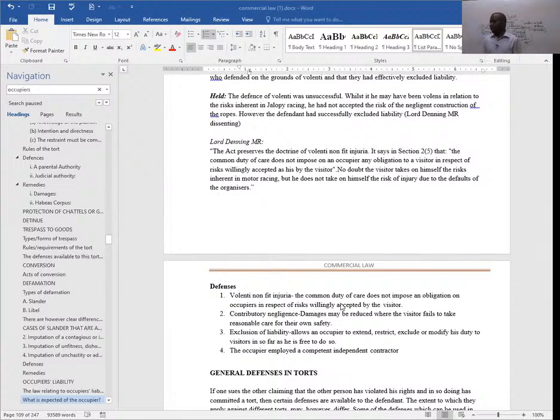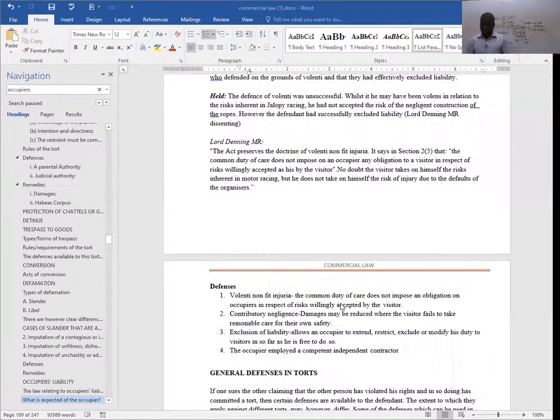Another defense is that the occupier employed a competent independent contractor. This is what we are talking about: the engineer who built the pillars in the supermarket was a qualified engineer. So the supermarket expected that this qualified engineer would build very firm pillars, so there is no way they could fall on a customer. So in case one of them falls and a customer is injured, then the person to be held responsible is not the occupier of the supermarket, but the qualified independent contractor who built the pillar. So in the case of an injury arising out of the negligence or failure of duty of care by an independent contractor, it is the independent contractor who will be held responsible and not the occupier of the property.